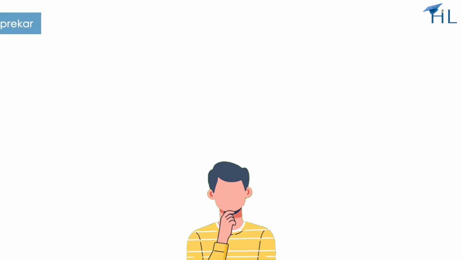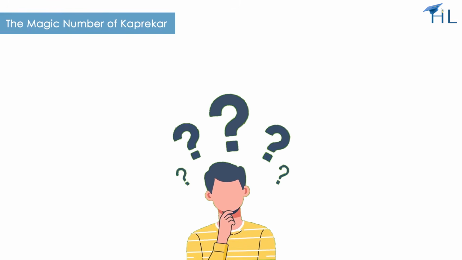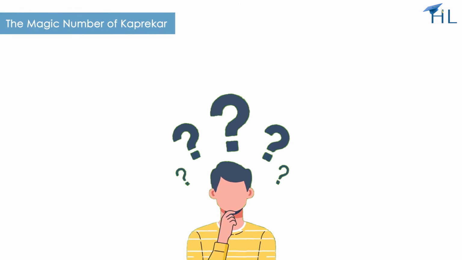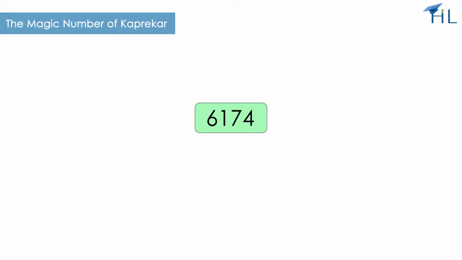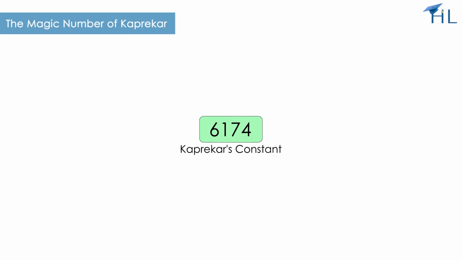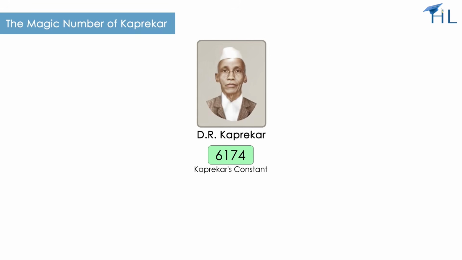Dear kids, have you ever heard of a number so magical it pulls any 4-digit number into its orbit? This number is 6174, also known as Kaprekar's constant. This number was discovered by an Indian mathematician named D.R. Kaprekar. Let's see the magic of this number.